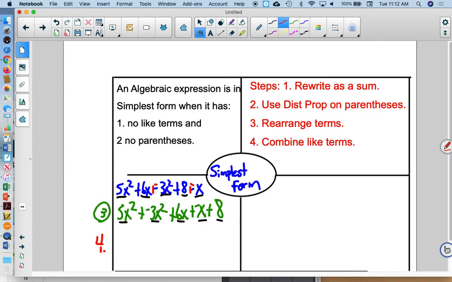Well, what is 5x squared plus negative 3x squared? 2x squared. What is 6x plus negative x? Ben? 5x. Can I combine 8 with anything? It's just 8. It's in for the ride. Is this now in simplest form?